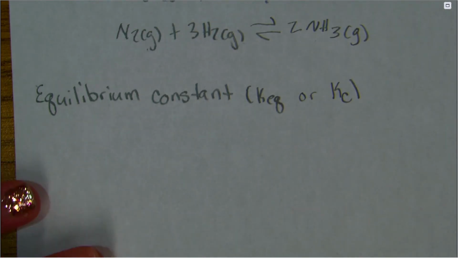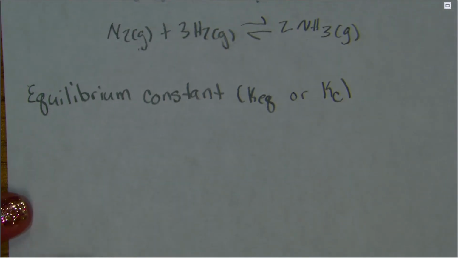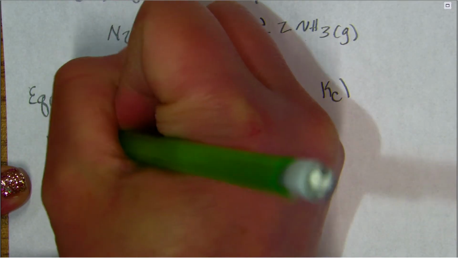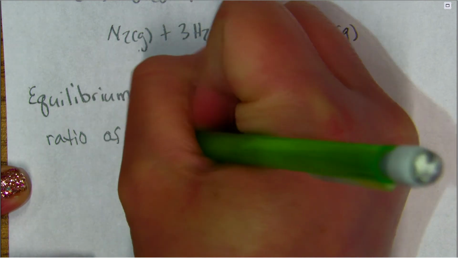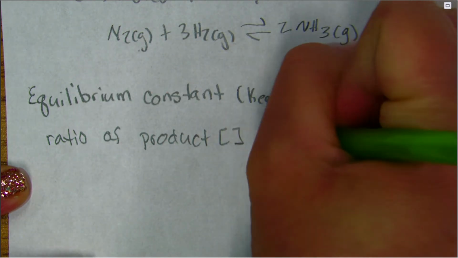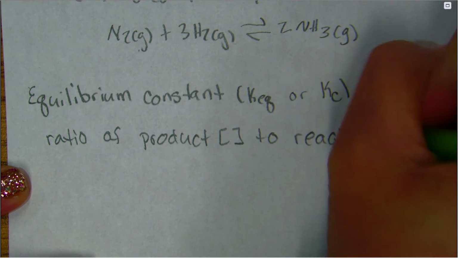So our equilibrium constant, if we're looking in terms of concentration, Kc, is the ratio of product concentration to reactant concentration.